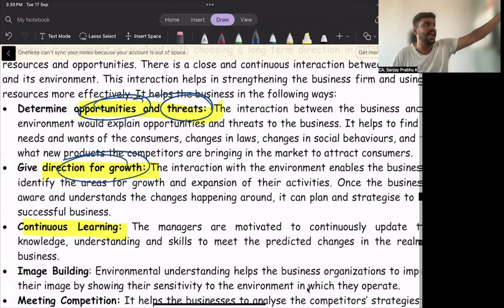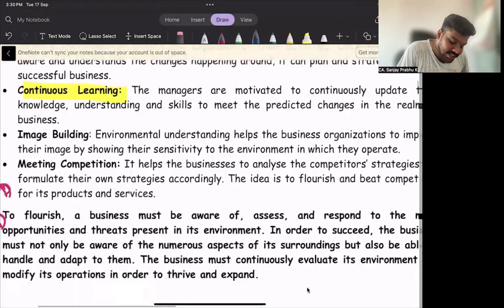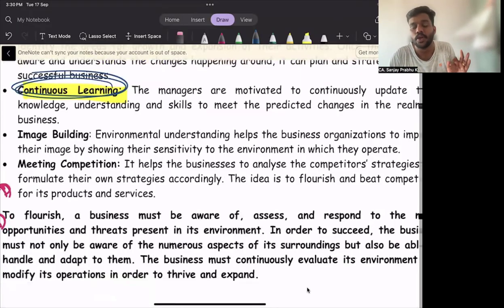See, if you're analyzing the environment, you will understand, okay, that is an opportunity. Let's start a business in that particular area. It will give you direction for you to grow. And it will help you to learn continuously. Once you stop learning, you are stopped. I always say to my students, even after you are qualified, you should not stop learning. Even after 5 years of my qualification, right now also I am learning a lot of things when I'm teaching my students. From the students I learn, from my colleagues I learn so many things.